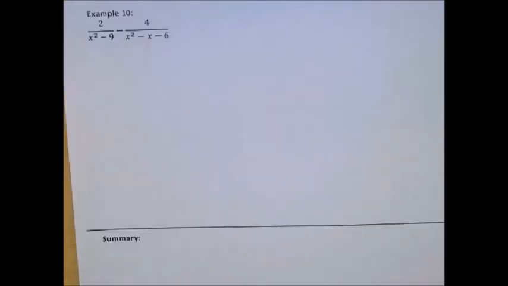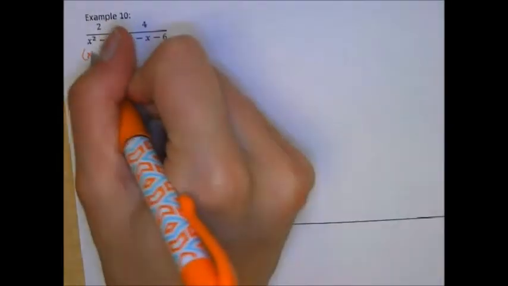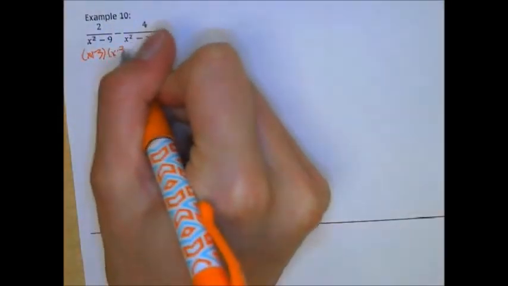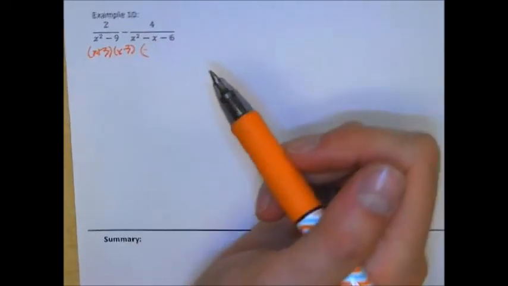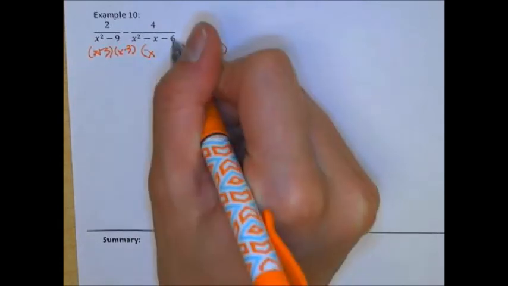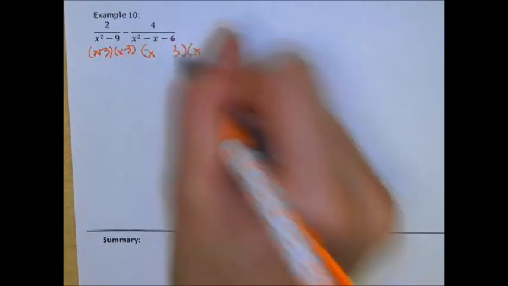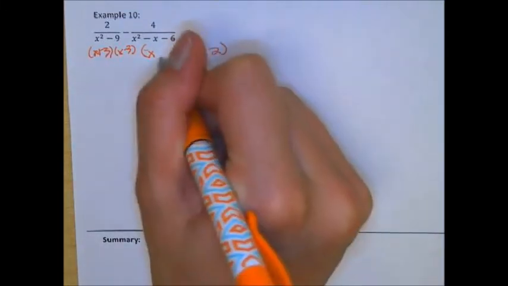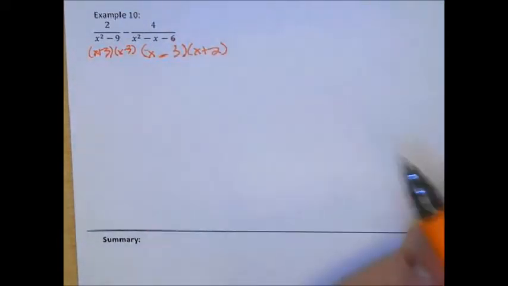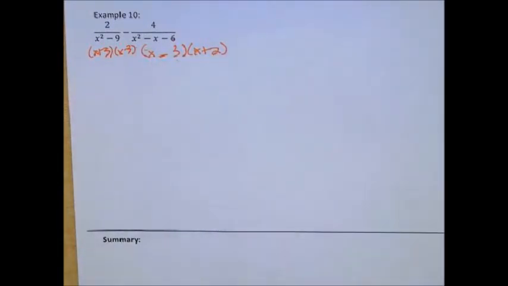Okay, for example 10, we need to factor our denominators. x plus 3, x minus 3, the difference of squares. And then this one is x squared minus x minus 6. We could do, let's try 3 and 2. To get a negative 6, I need one negative, one positive. Negative 3x, positive 2x, that gives me a negative x.